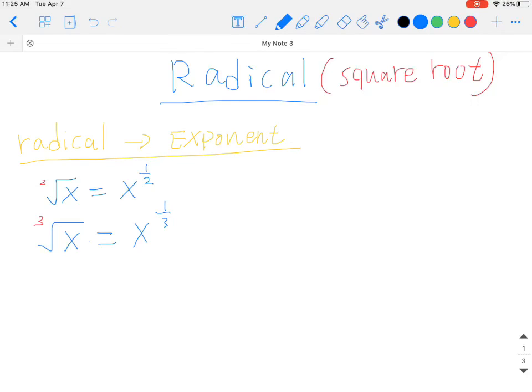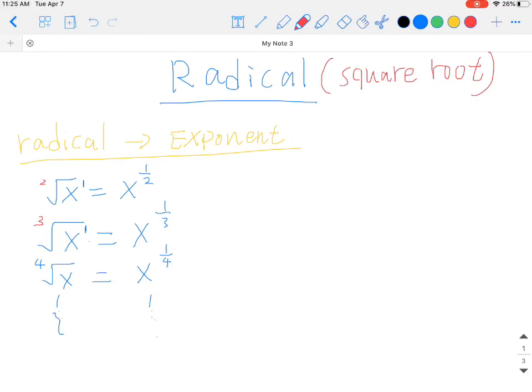You may wonder where the 1 comes from. The 1 comes from the x here; there's an imaginary 1 here. So that's how we get x to the 1/3. Then what happens if we have the 4th root of x? Then this will be 1/4, and so on, and this can be continued.